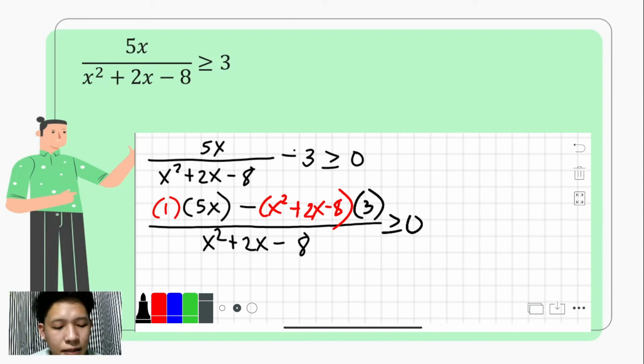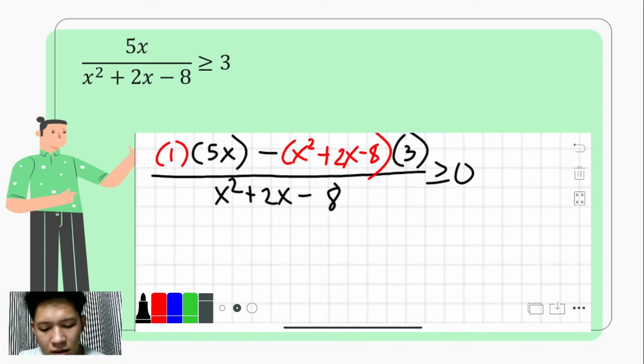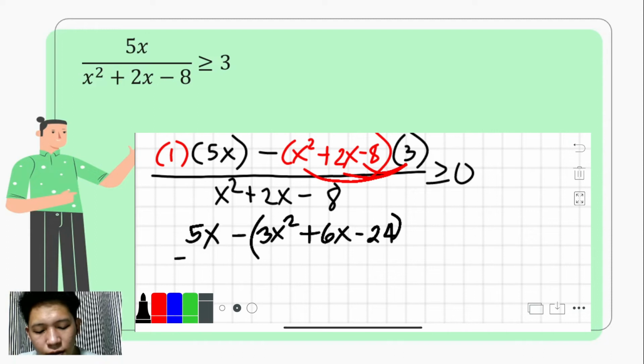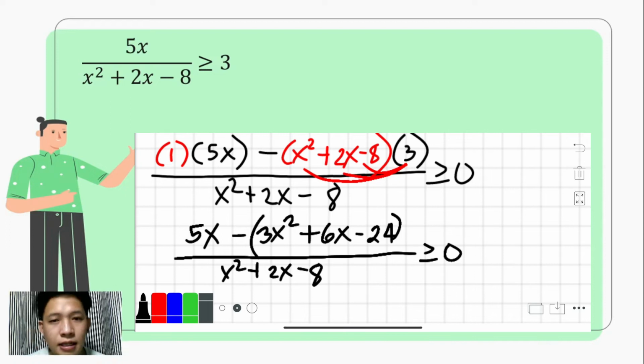And then, we simplify. So, we have 1 times 5x, that is 5x. And then minus, don't forget the parentheses, that would be 3 times x squared, that would be 3x squared. And then we have 3 times positive 2x, that's positive 6x. And then we have 3 times negative 8, so that would be negative 24 over x squared plus 2x minus 8 is greater than or equal to 0.